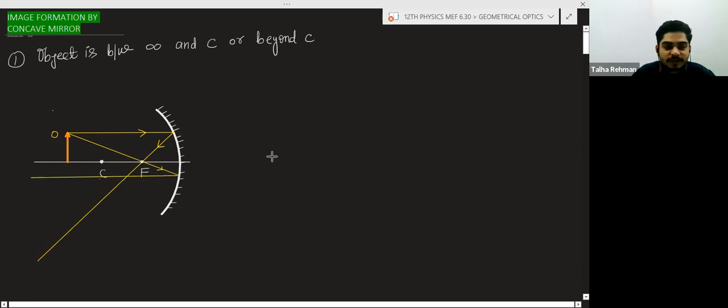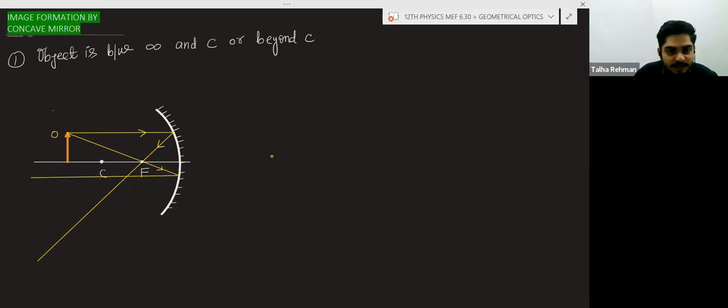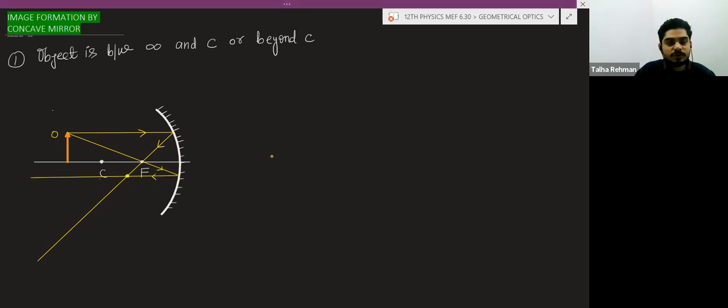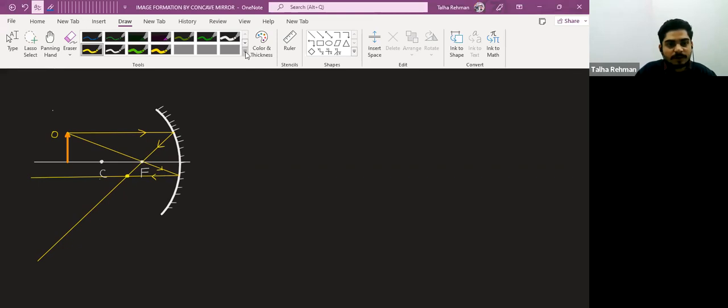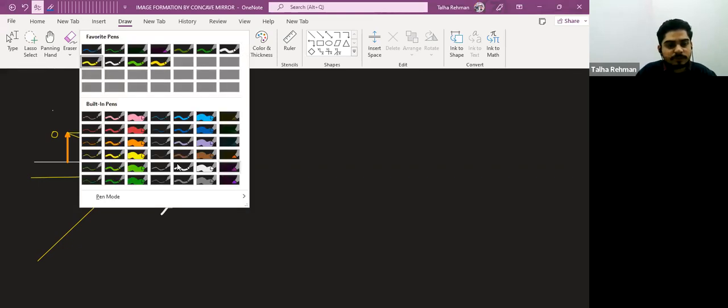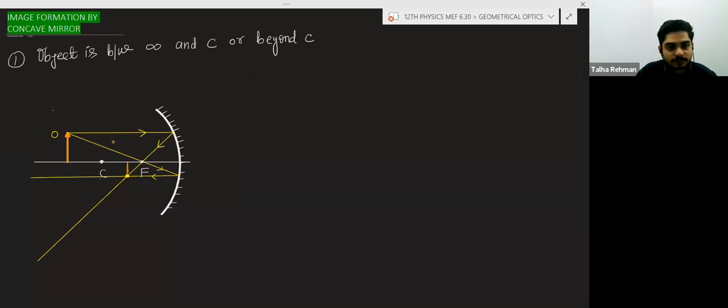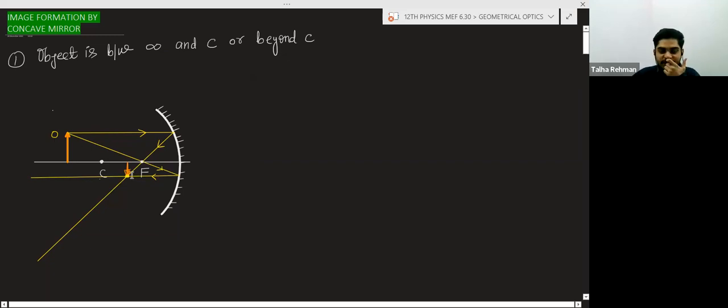Now where two rays are meeting, these two rays are meeting here at this point. So basically, this will be the image of the object. Arrow is in downward direction. So here these rays are meeting, so this will be the image of this object. So this is the way to draw the ray diagram.